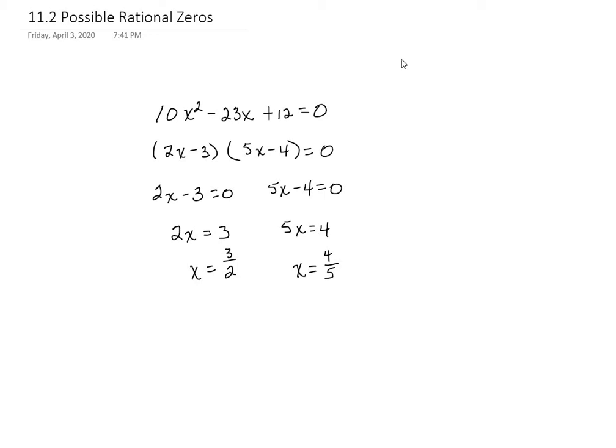Okay, we're going to be finishing up section 11.2 with looking at possible rational zeros. But before we start looking at the problems from the book, we need to go back and look at just a simple factoring problem because we're going to be using some concepts from here that are going to relate to what we're talking about in today's lesson.